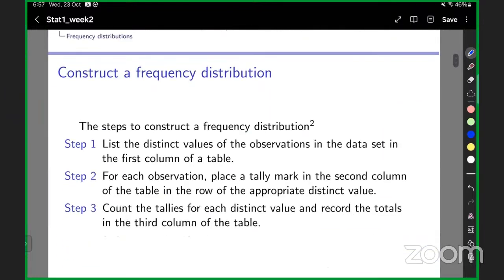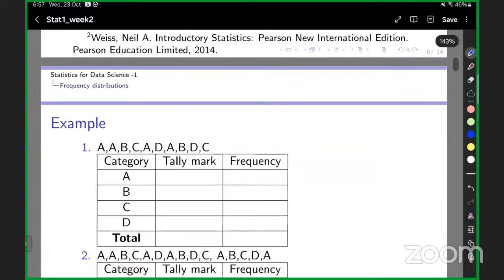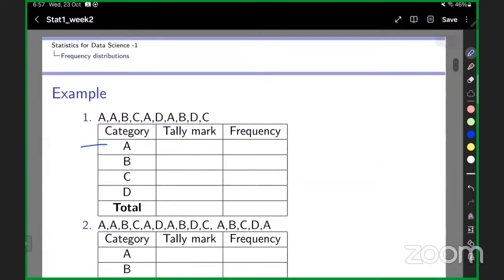So let's see how to construct it. It's the frequencies of each category, but how do we construct it? First we will write all the categories. Here is my data. For now we have 4 categories only. It could be more also, right? Here it's written A, B, C, D, but in reality you might have, let's say, sizes of cups in a coffee shop, so S, M, L, XL, something.